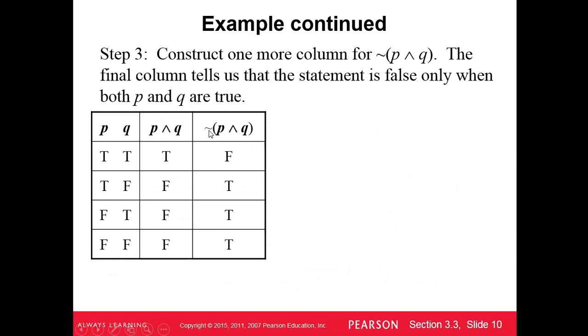Now the next column is the negation. That's the final thing we're going to do. We're going to take the column we just created and negate the content. So the opposite of true is false. The opposite of false is true. Opposite of false is true. Opposite of false is true.